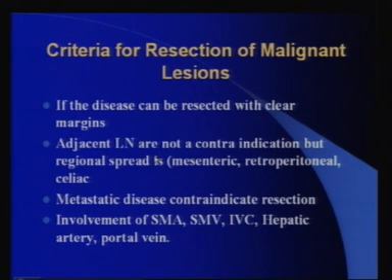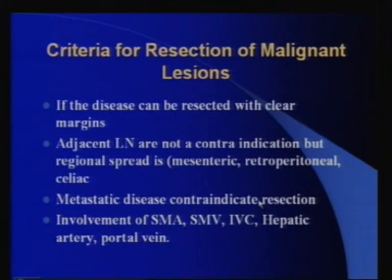Adjacent lymph nodes, if they are involved, are not a contraindication. For example, if there are pericholedochal lymph nodes present, that's not a contraindication. But if there is a regional spread to the mesenteric, to the retroperitoneal or celiac group of lymph nodes, then it's a contraindication for surgery, for any resective surgery.